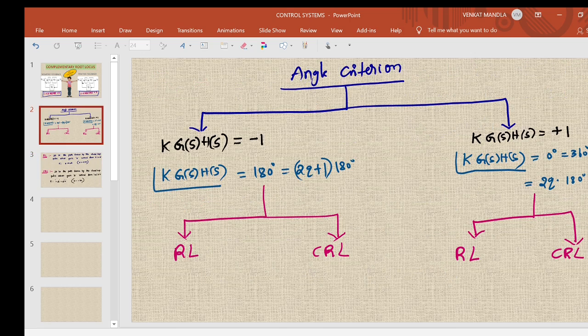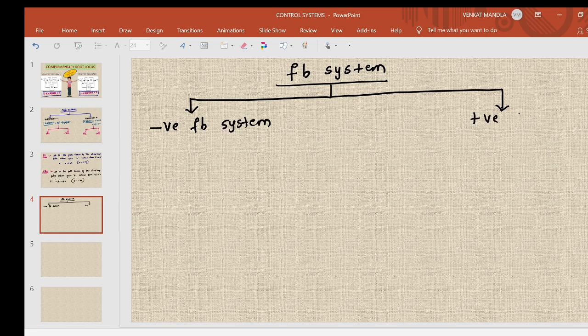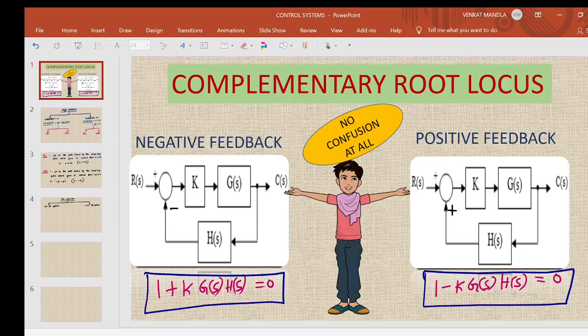Now, these are the angle criterions. We have two types of angle criterions available: one is odd multiples of 180 degrees and another one is even multiples of 180 degrees. Now I will take feedback systems, both negative and positive. This is the negative feedback system, this is the figure. This is the positive feedback system.